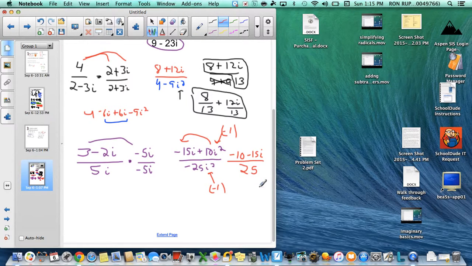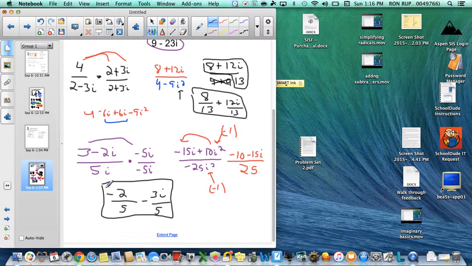And a lot of times we'd want to say, oh, we're done. But if you look, negative 10 over 25 can be reduced to negative 2/5. And negative 15i over 25 can be reduced to negative 3i over 5. And that, my friends, is the finalist of final answers.